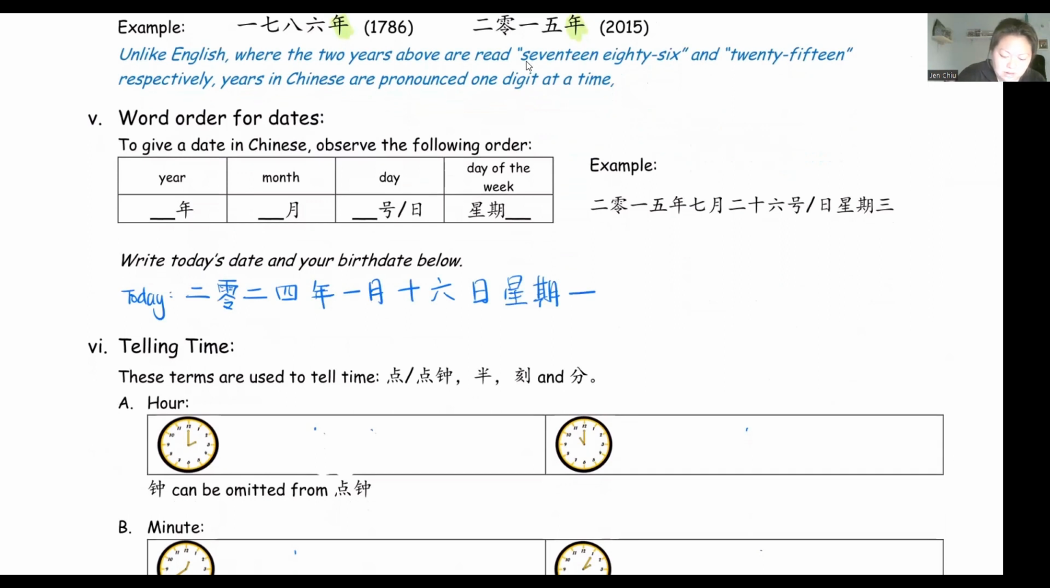Hold on a second. Let me fix that. 星期二. Okay. Now your birth date, I'm pretty sure you don't know what day of the week it is. So just give me the birthday. Give me the year, month, and day. For me, my birthday is going to be 1981年6月19日. All right. So put down your birthday. I shouldn't see this birthday on all your papers.